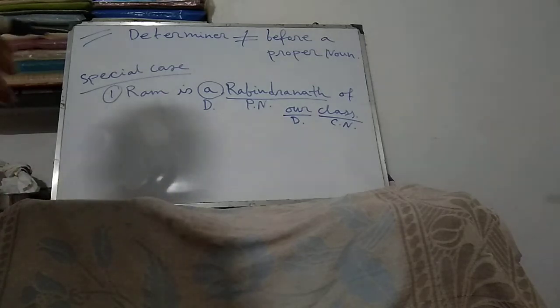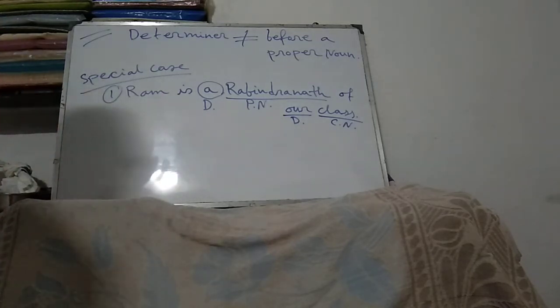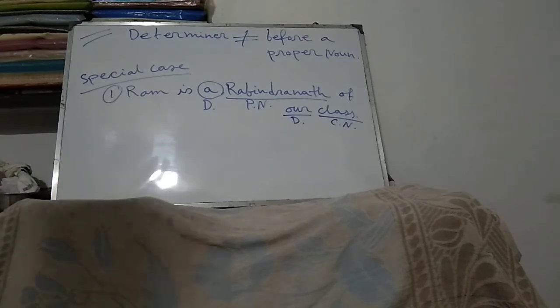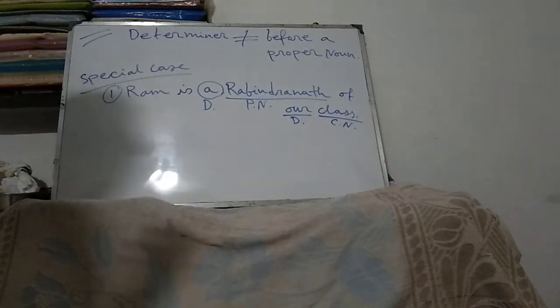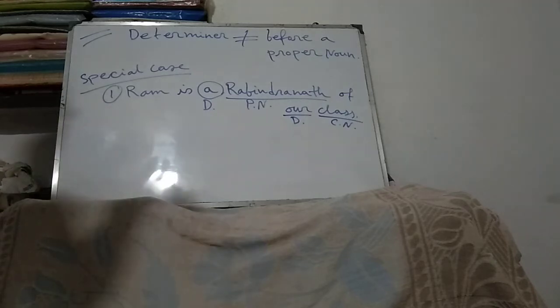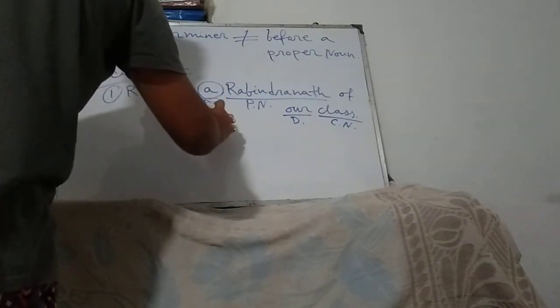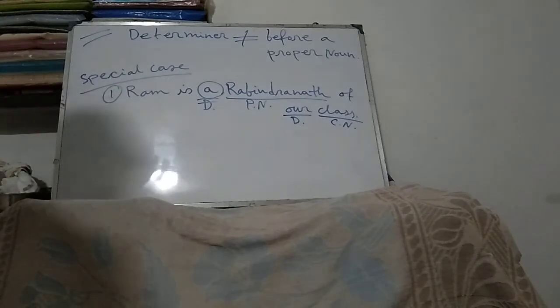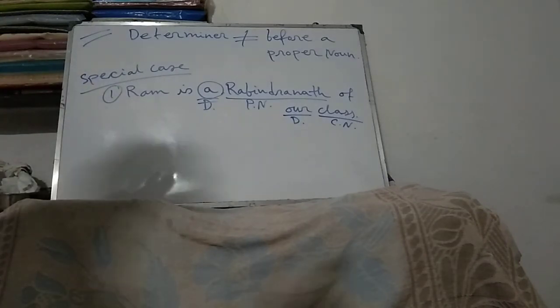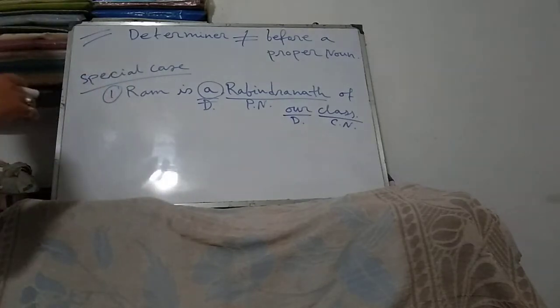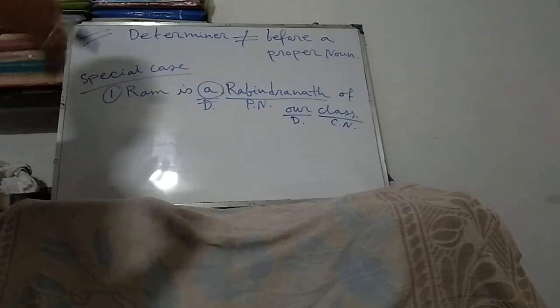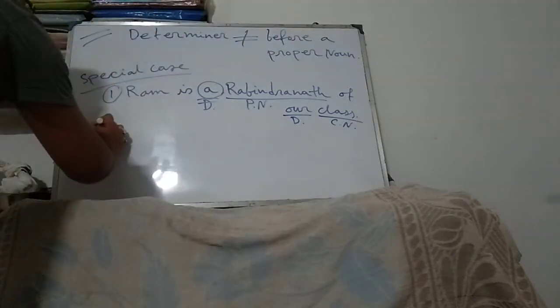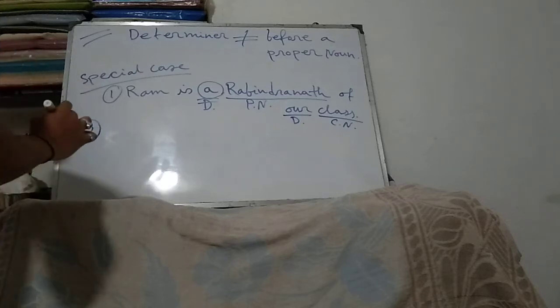That means Ram is as great or as wise as Rabindranath. That means Ram has nearly the same quality of Rabindranath or like Rabindranath. In this special case, we can use a determiner before the proper noun. Similarly, another example I am giving, a special case where a determiner can also be used before a proper noun.